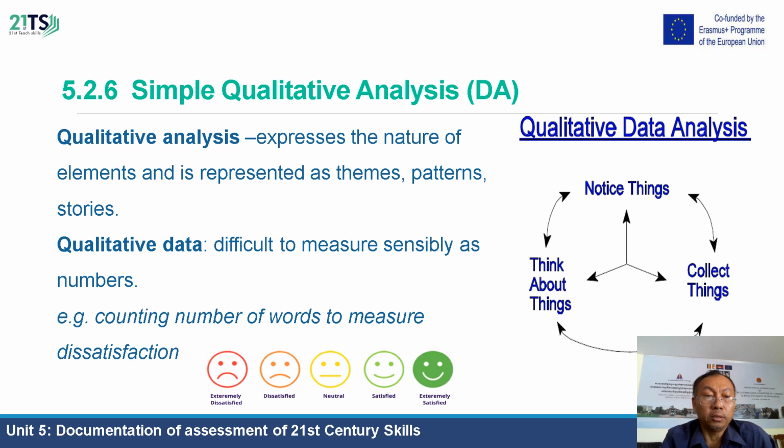Simple qualitative analysis. Qualitative analysis expresses the nature of elements and is represented as themes, patterns, or stories. Qualitative data is difficult to measure sensibly as numbers. For example, counting the number of words to measure dissatisfaction is very difficult. Therefore, in qualitative data analysis, you should notice things, collect things, and think about the things to analyze all the information you have collected.